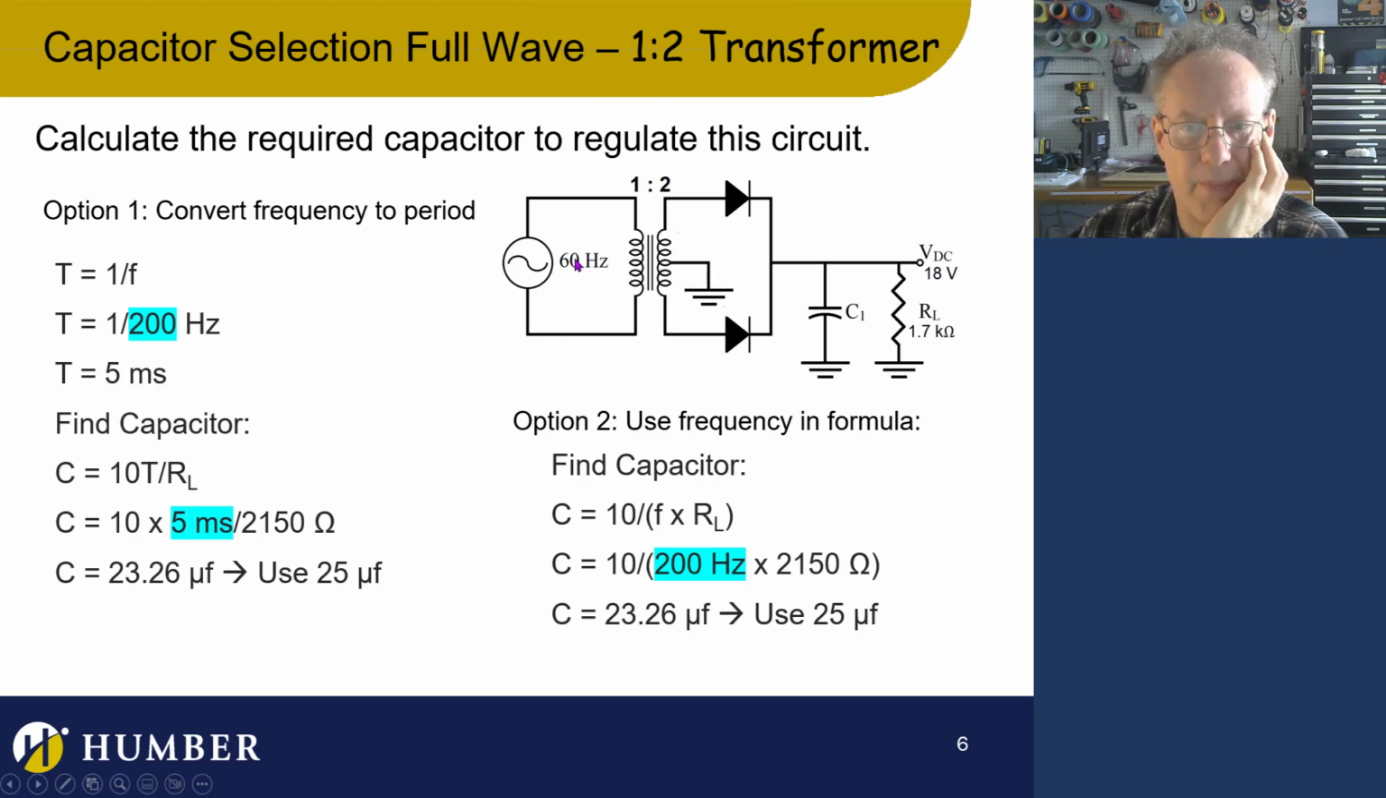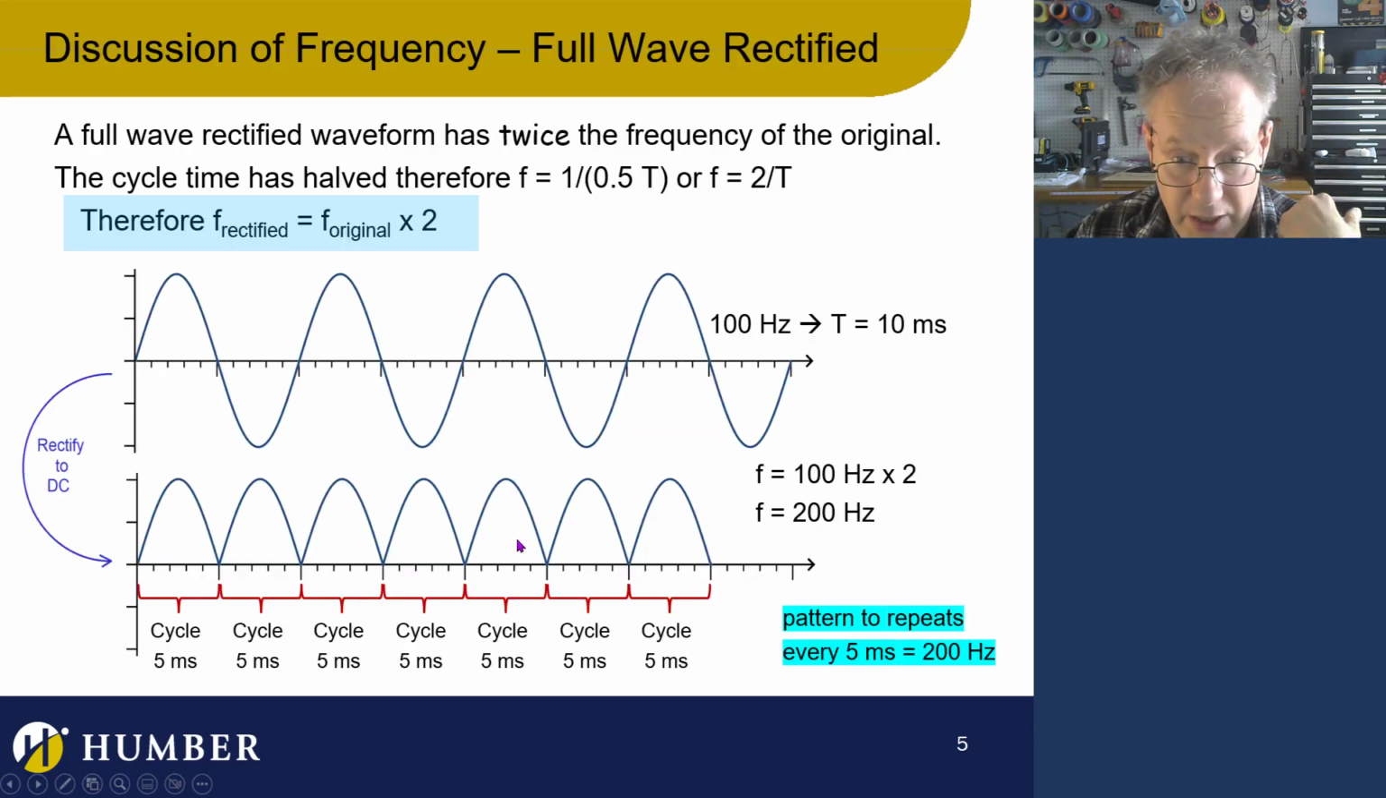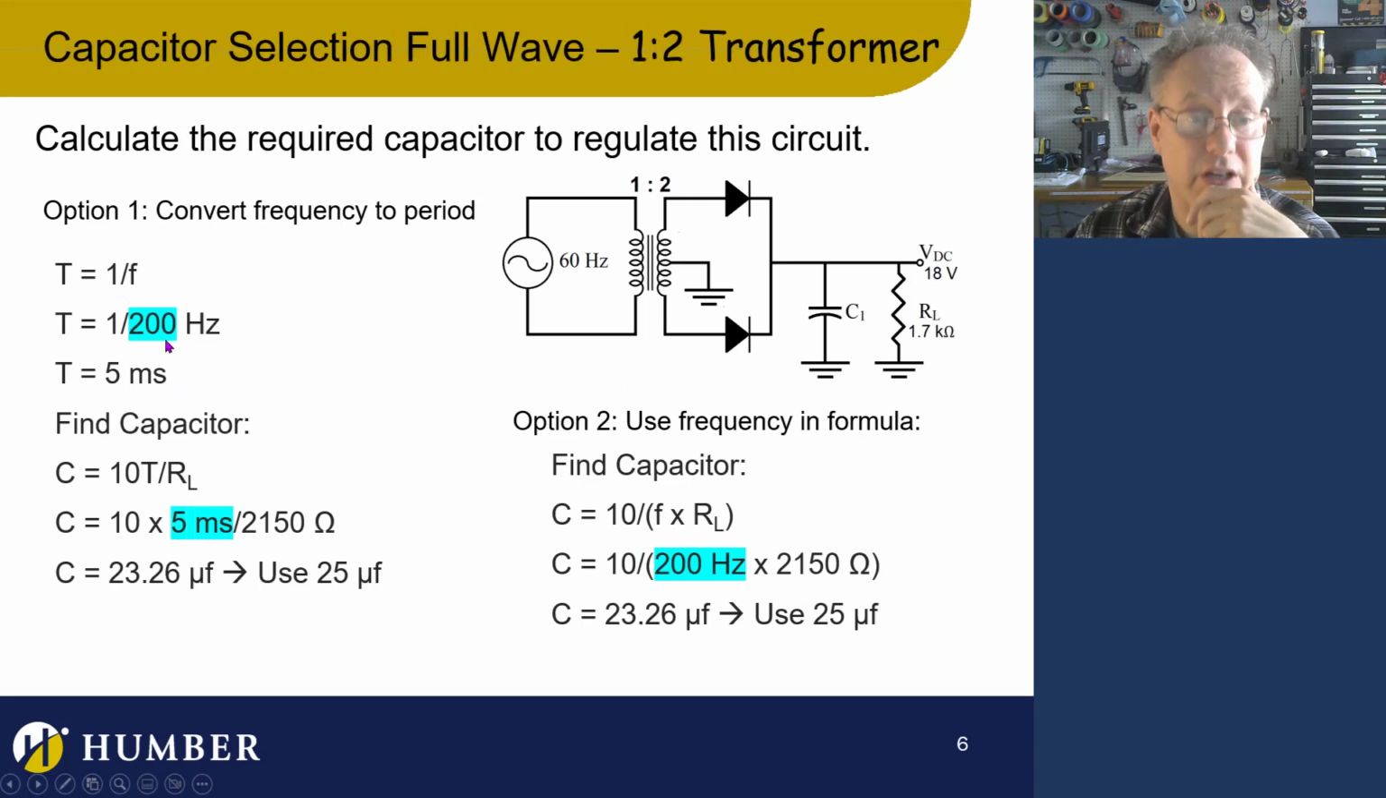Okay, so I got 100 hertz here, and I'm going to do 200, because I know that it's repeating itself twice as much, so therefore the frequency is twice as much. So I'm going to 200 here, and again, I can do it this way, or I can do it this way, where I'm just going to put frequency right into the formula. I like to do it this way, saves me a step. And I'm going to get 23.26 microfarads.